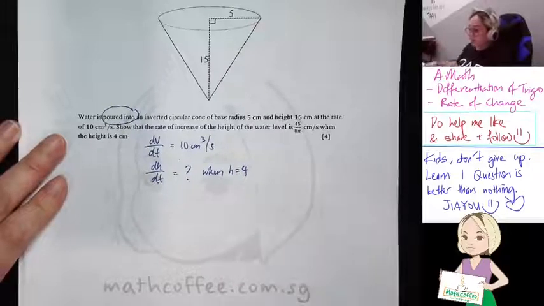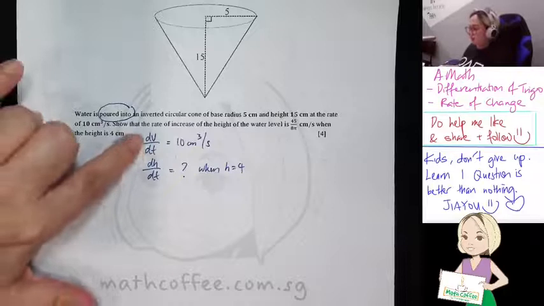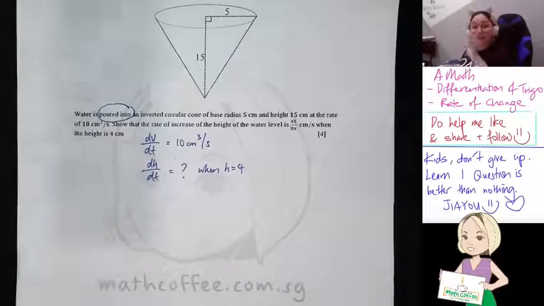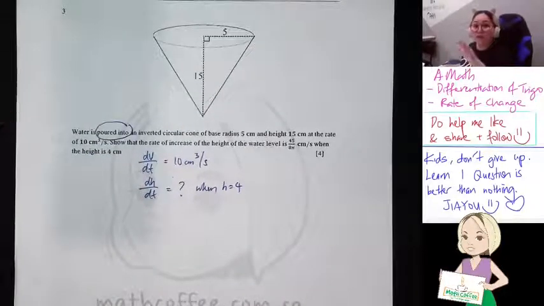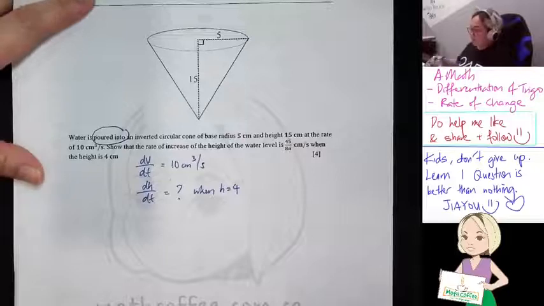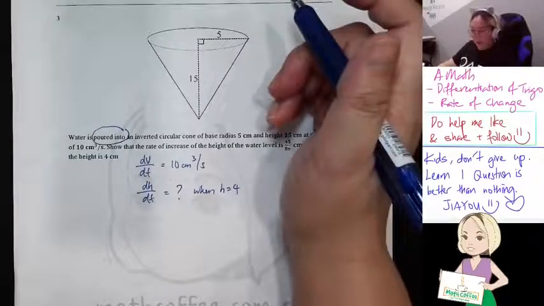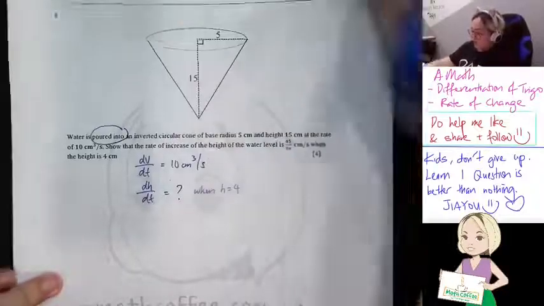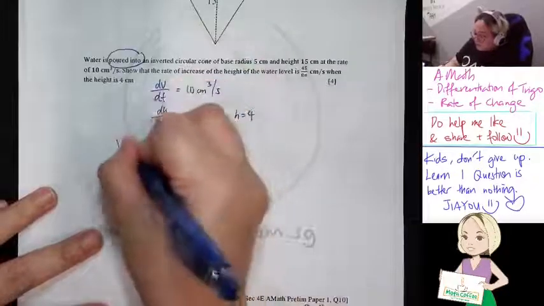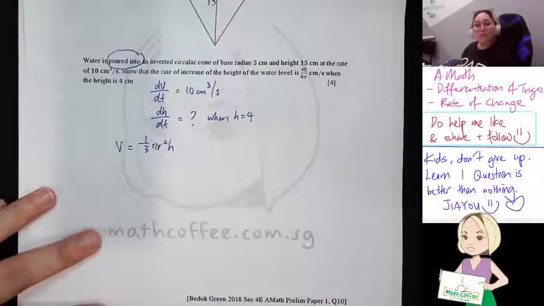Again, now you get to see what formula you need. I have my dV/dt, I have my dH/dt, which means I need to form a formula which is V in terms of H or H in terms of V. This one is very straightforward. This is the volume of a cone, so I need to use the volume of cone formula, which is V equals 1/3 pi r square H.